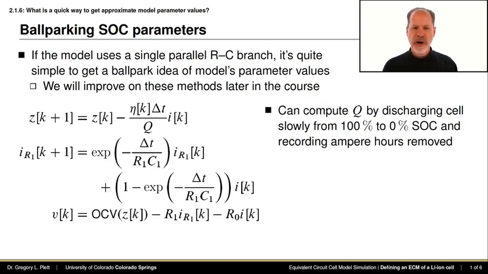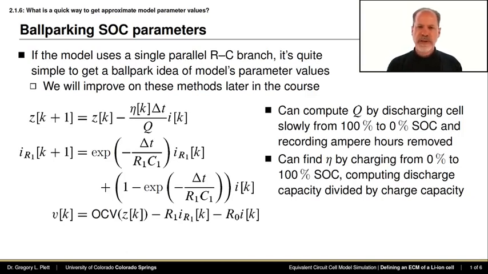And this can be found in the laboratory by starting with a fully charged cell according to manufacturer specifications for how to charge a cell, and then discharging that cell down to 0% state of charge and recording the quantity of ampere hours that were removed from this cell in the process. That's the discharge capacity.